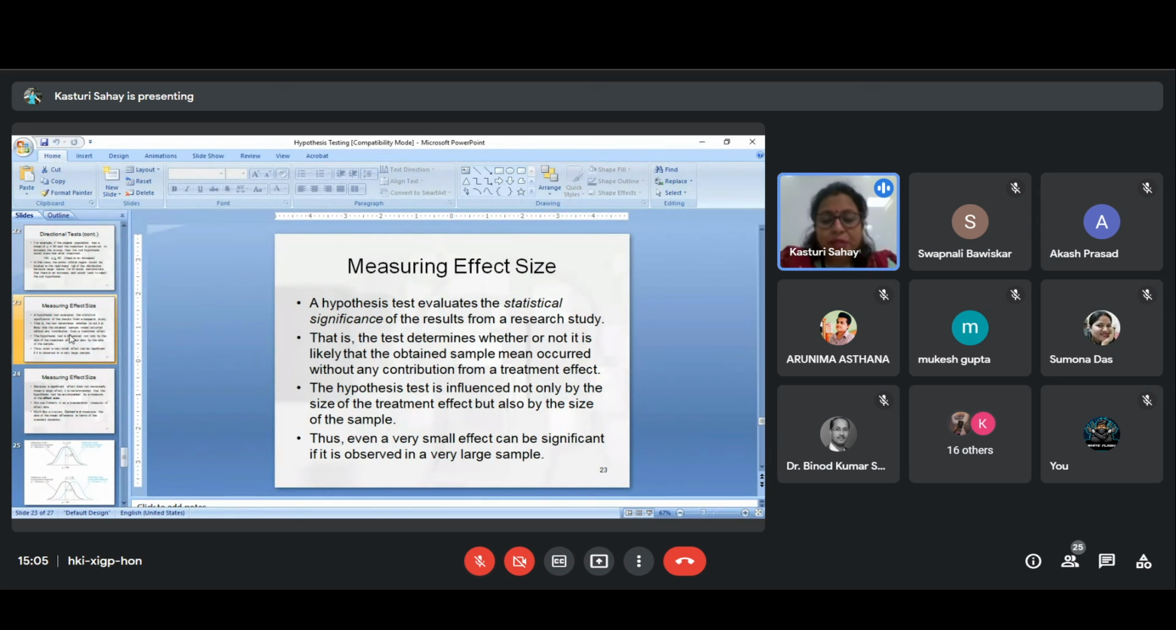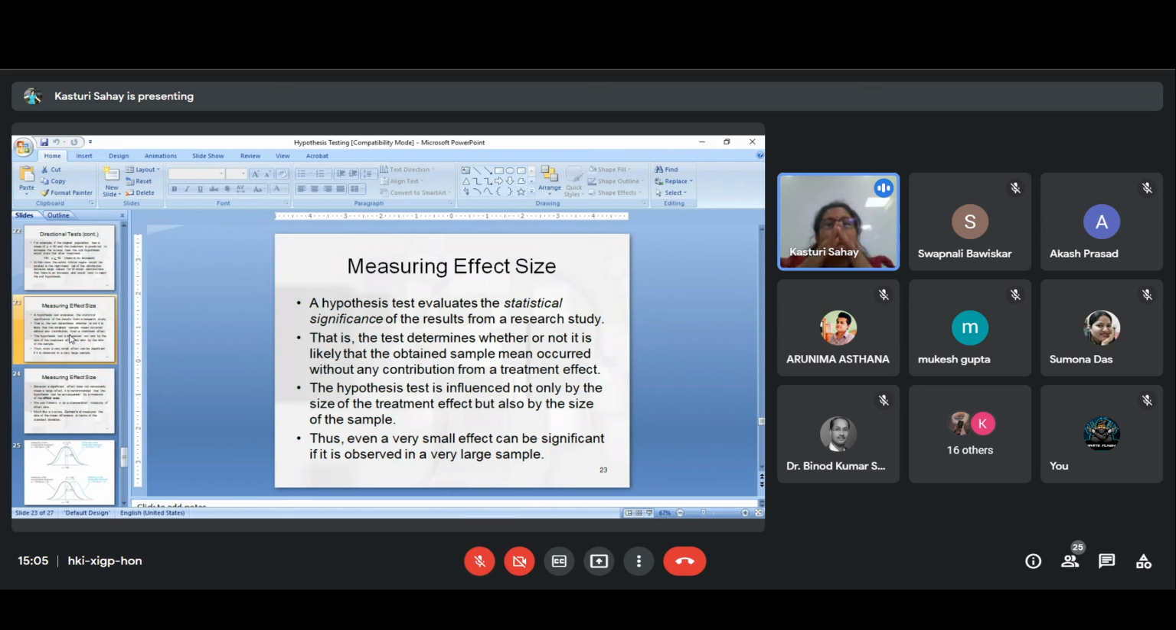Okay. A hypothesis test evaluates the statistical significance of the result from a research study. Now, measuring the effect size. That is, the test determines whether or not it is likely that the obtained sample mean occurred without any contribution from a treatment effect. The hypothesis test is influenced not only by the size of the treatment effect, but also by the size of the sample. Thus, even a very small effect can be significant if it is observed in a very large sample.